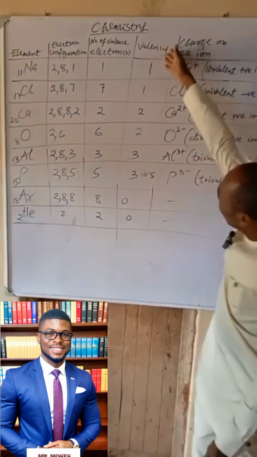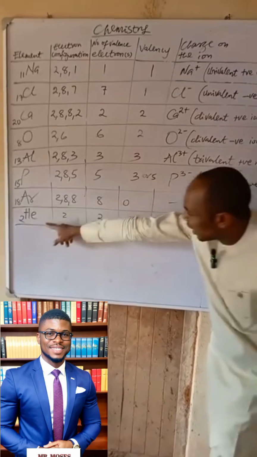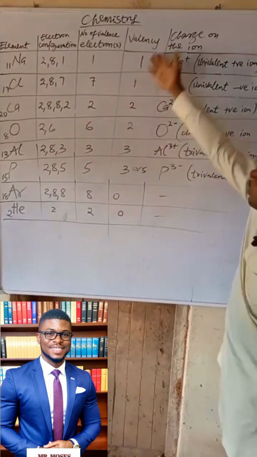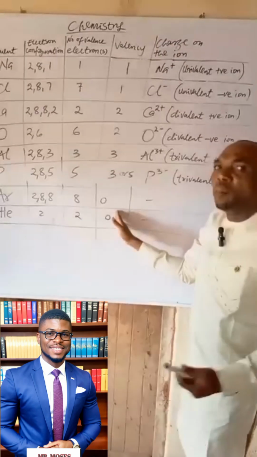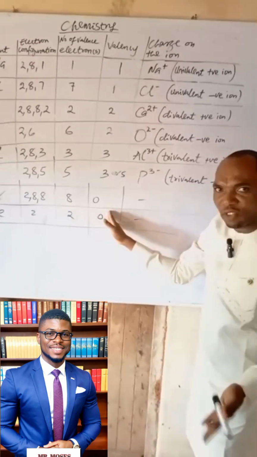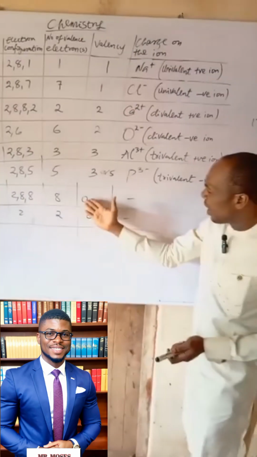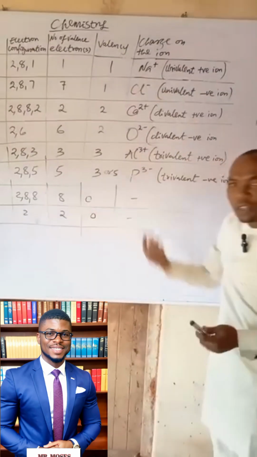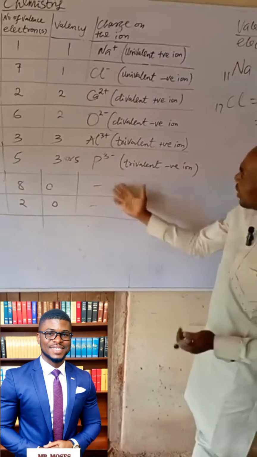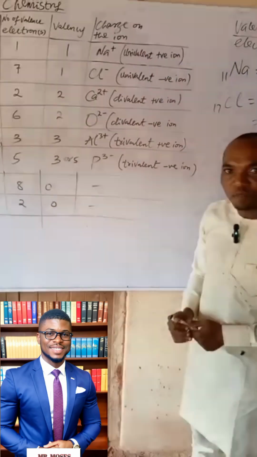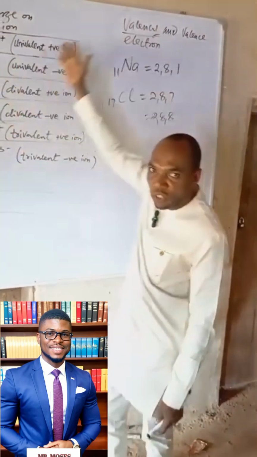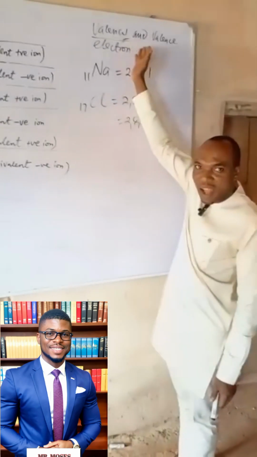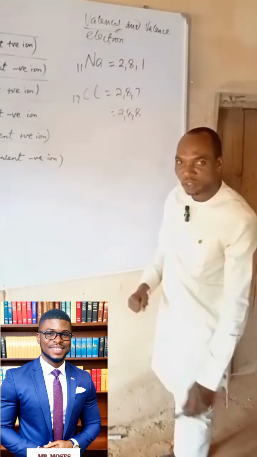Then when we come to the valency, both argon and helium have a valency of 0, because they don't combine with other elements. They don't have that tendency to combine with other elements. So their valency in each case is 0. And that's why they can't have a charge. So I think you have learned something on the issue of valency and valence electron. Thank you.